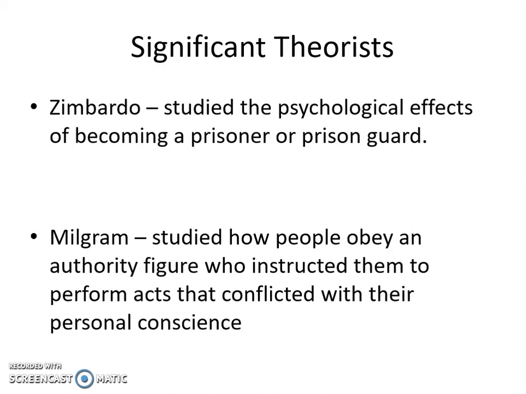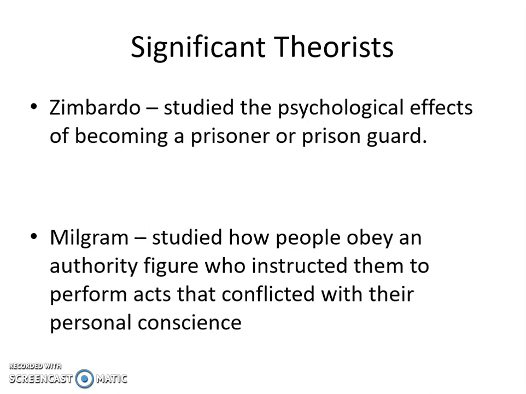There are two very significant theorists that we need to look at when talking about the ethical and legal issues of sport and exercise science and the research within it. These researchers are called Philip Zimbardo and Stanley Milgram. The first one we'll look at is the Stanford Prison Experiment, which was conducted by Zimbardo, and it took place in 1971 and involved young men being divided into two groups. One group was prisoners, and the other was prison guards. The men were put into a prison environment in the basement of Stanford University.